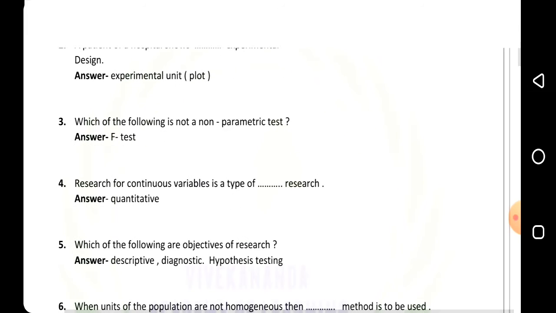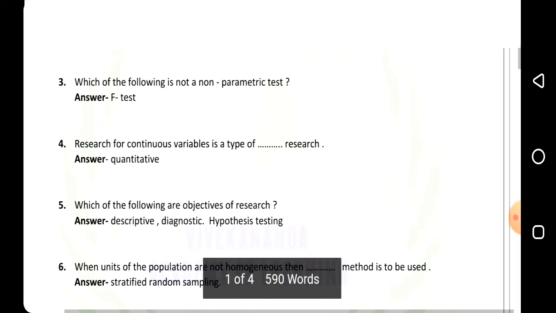Fourth question, research for continuous variable is a type of dash research. Answer is quantitative. Fifth question, which of the following are objective of research? Answer is descriptive, diagnostic and hypothesis testing.